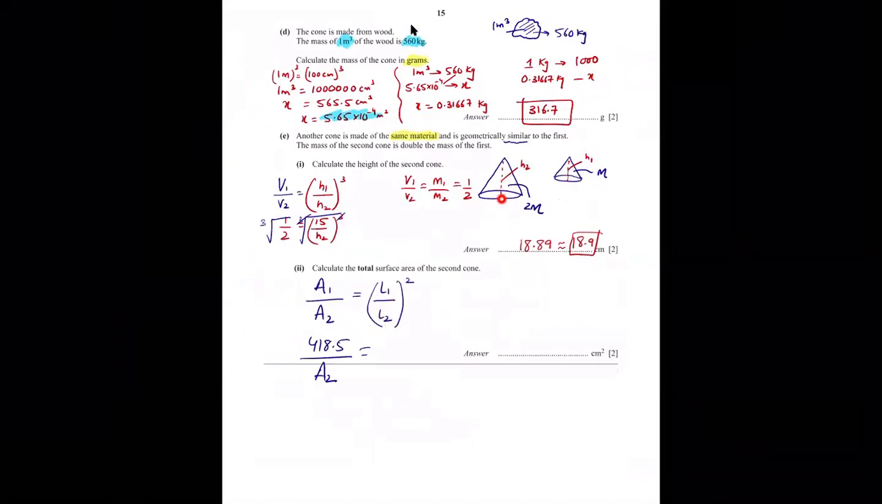You knew the vertical height of the first cone was 15, and the vertical height of the second cone came out to be 18.9. If you square it and solve it, what do you get? If you solve this, you should get 664.4. That is the answer.